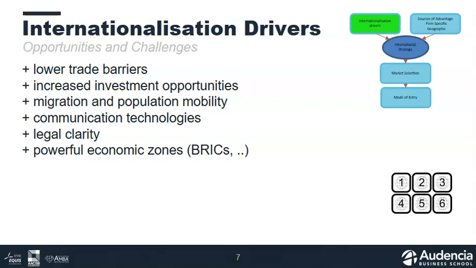We have communication technologies that facilitate working at a distance, so we can easily, for example, go to a different country, work with employees from different countries with fewer problems than before. The laws for international strategy are clear, or becoming clearer, let's put it that way. And we have more and more powerful economic zones, like the BRIC countries. NAFTA was already quite large, but these emerging large economic zones provide us with some significant opportunities for internationalization.